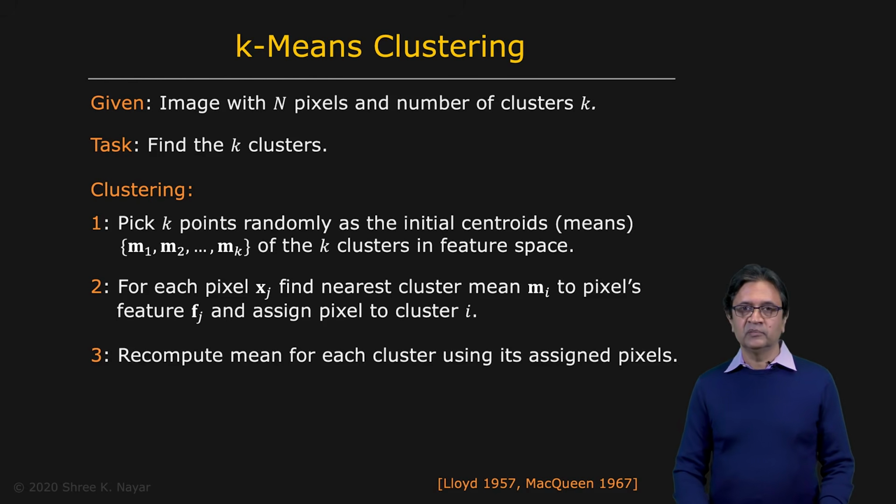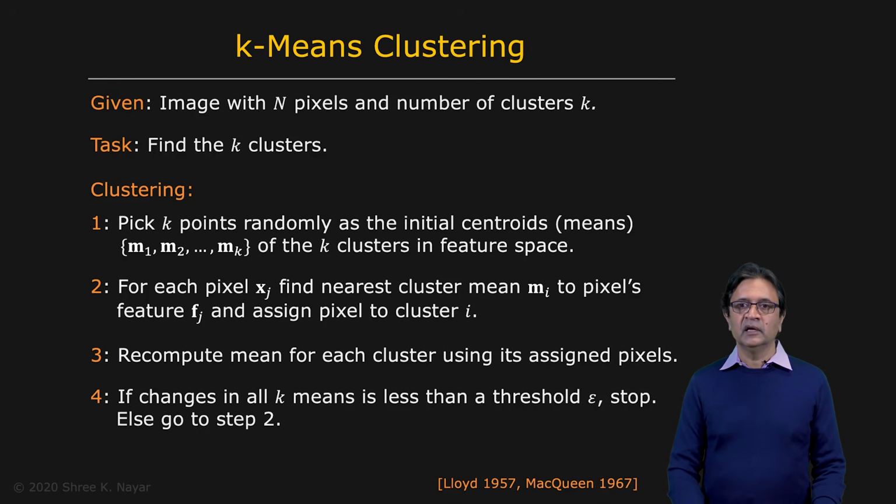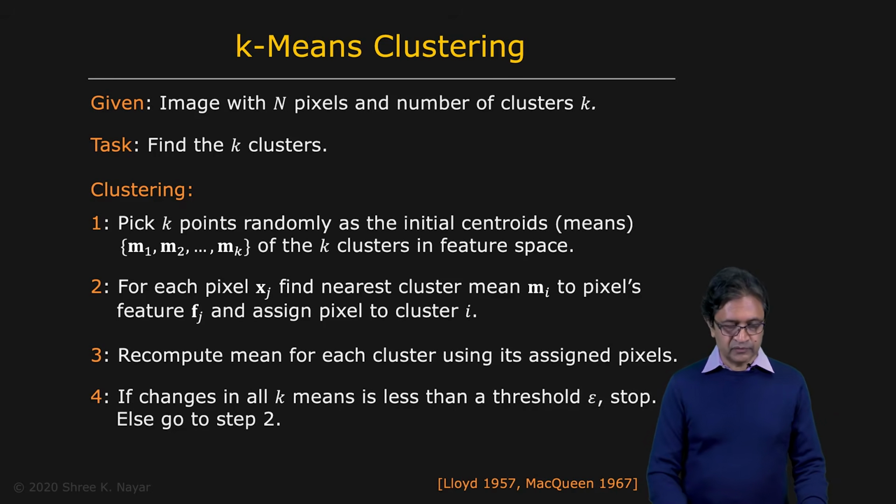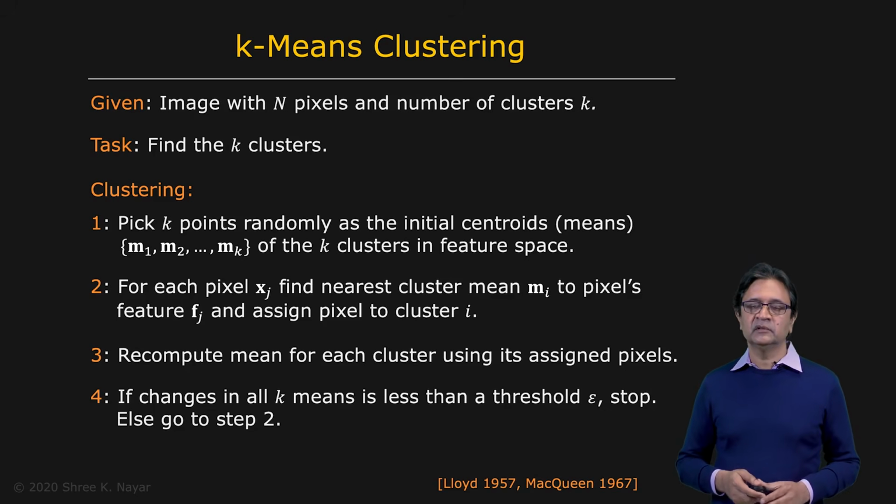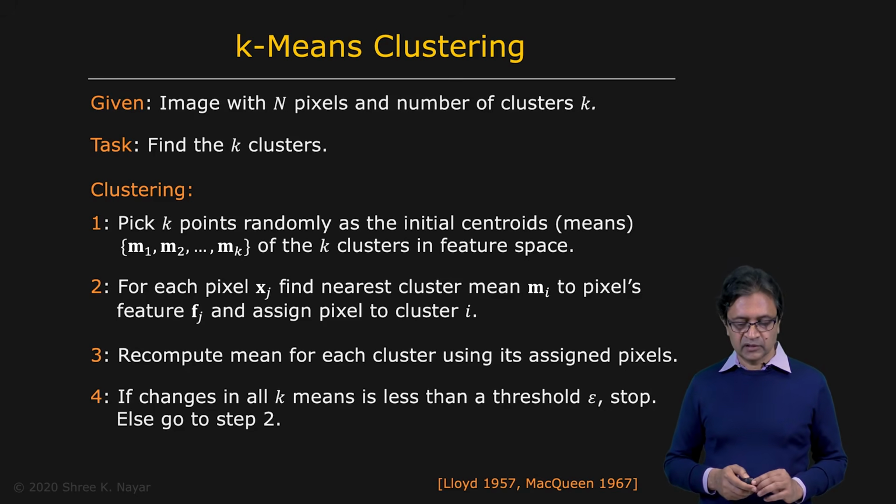Once you've done that for all the pixels, you're going to recompute the mean for each cluster using the assigned pixels. And if the changes in the locations of the k-means is less than some threshold, you stop. Otherwise, you go back to step 2. That's it. Very simple algorithm, k-means clustering.